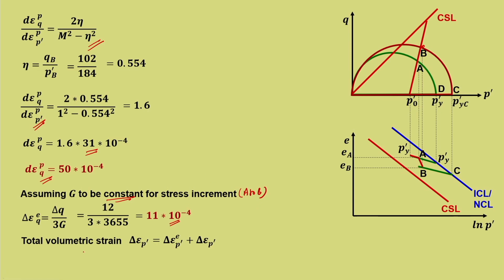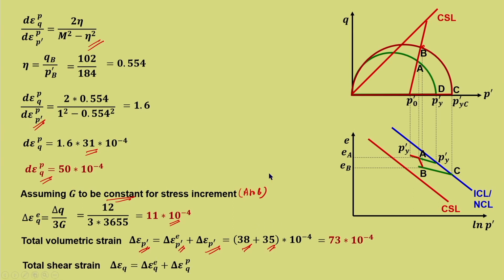So, total volumetric strain, that is from the initial point to the point B, is delta epsilon P dash, equal to delta epsilon P dash E, that is from the starting point to the point A, plus delta epsilon P dash, which is the total volumetric strain, both elastic as well as plastic. It is inclusive for the volumetric strain from A to B. So, all these parameters are known, that is 38 plus 35 into 10 raised to minus 4. So, that will give 73 into 10 raised to minus 4.